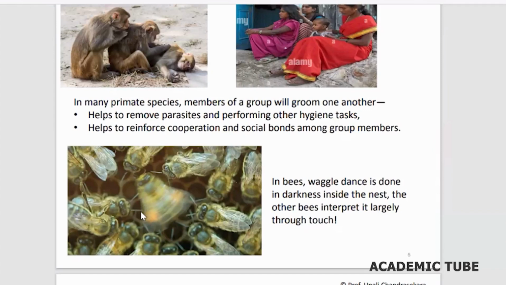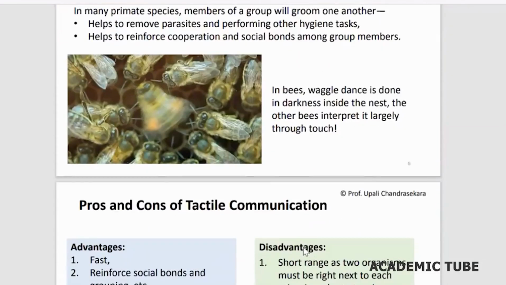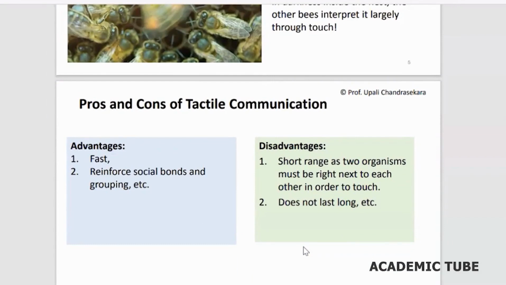So tactile communication is quite common among insects, among primates, and also some other mammals. Now when you consider the advantages and disadvantages of tactile communication, the first advantage is that it is very, very fast. You touch it, you feel it, isn't it? And the other thing is that tactile communication helps to establish bonds between the animals doing this kind of communication, reinforcing social bonds and grouping.